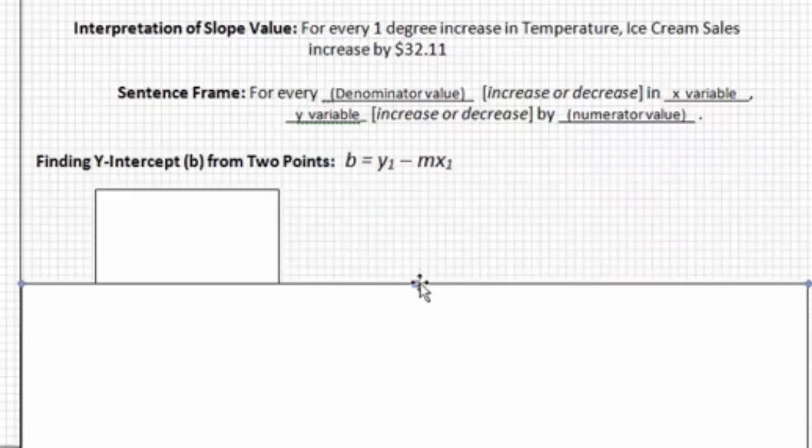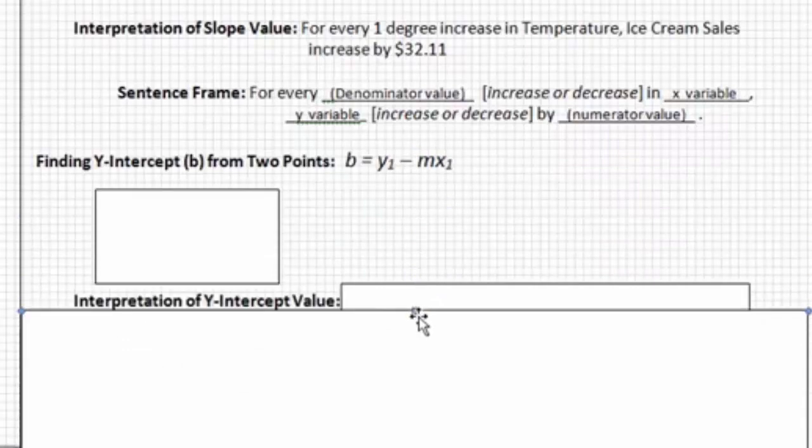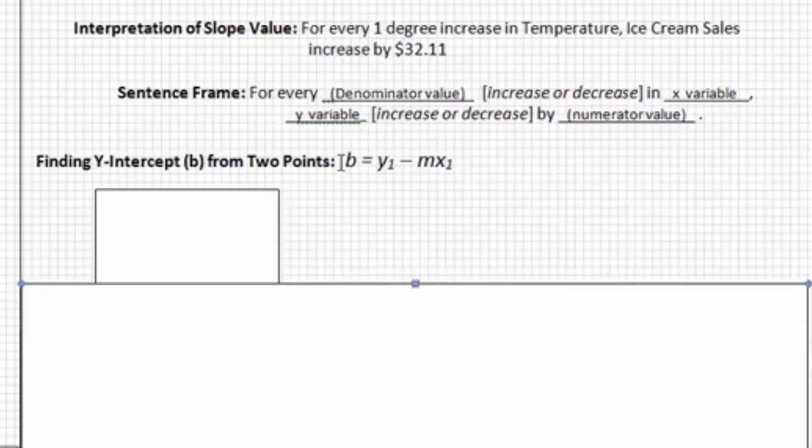So as a reminder, this is the formula that we learned a few lessons back, that in order to calculate our b value when we only have our 2 points is using b equals y sub 1, meaning the y value from the first coordinate, minus the slope value times the x value from the first point. So you have to have already done your slope calculations and still have 1 point from the data.